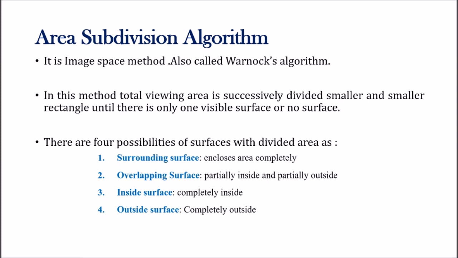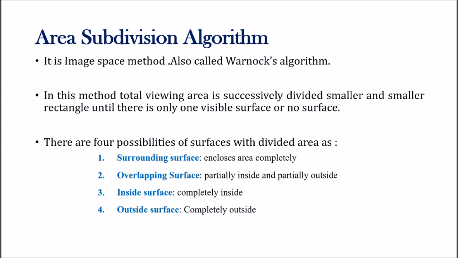So in this method, the total viewing area is successively divided into smaller and smaller rectangles until there is only one visible surface or no surface in that particular area. So you have to divide the area into equal parts, 4 parts, until there is only one visible surface or no surface.